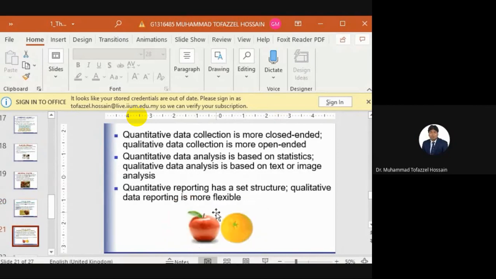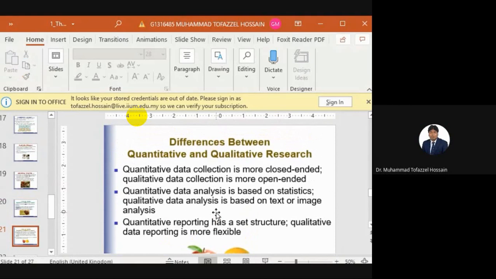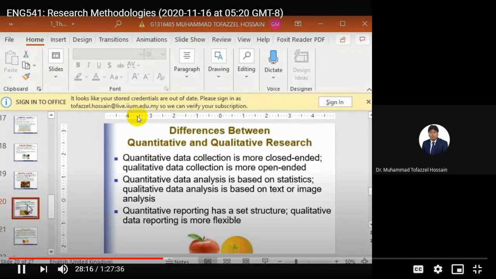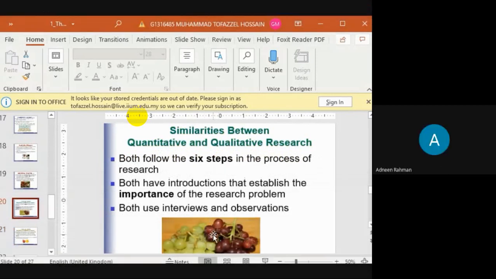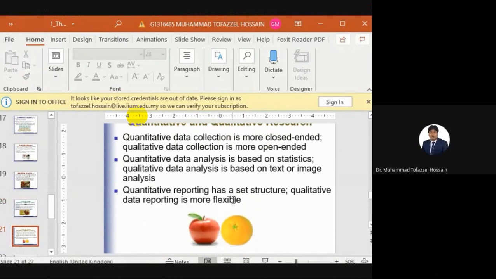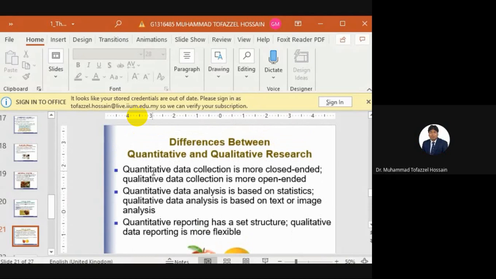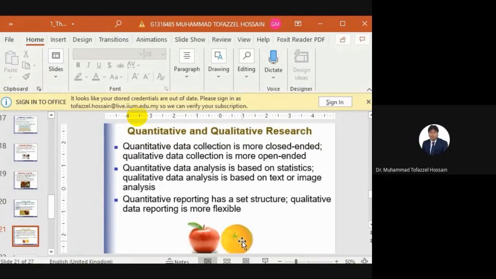Well, okay, then the next: differences. Previously we got the similarities. You see the similarity: both are grapes, but with different colors and tastes, so the purposes are different. And now, quantitative and qualitative research: we are going to see what the differences are. One is an apple, another is an orange. Are they the same or different? Different.